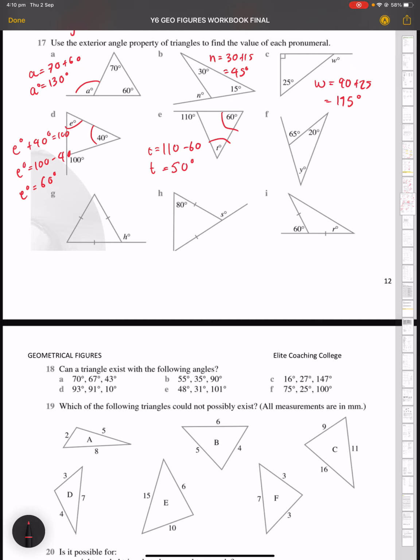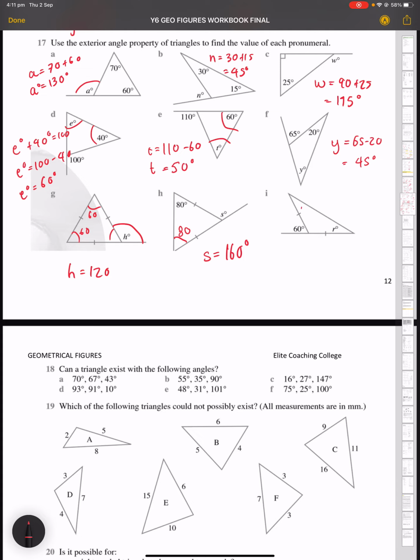Okay, so 20 plus y is 65, so y is equal to 65 minus 20, and that will give me 45 degrees. This is an equilateral triangle, so all the sides are equal, so that's 60 and that's 60. 60 plus 60 will give you h, so h is equal to 120. This is an isosceles triangle, so this has to be 80 degrees. 80 plus 80, S is equal to 160 degrees.